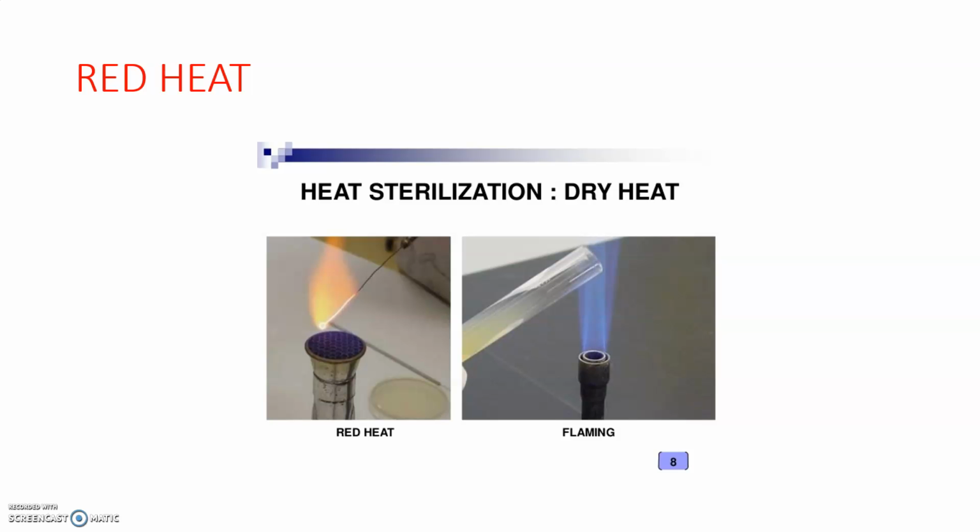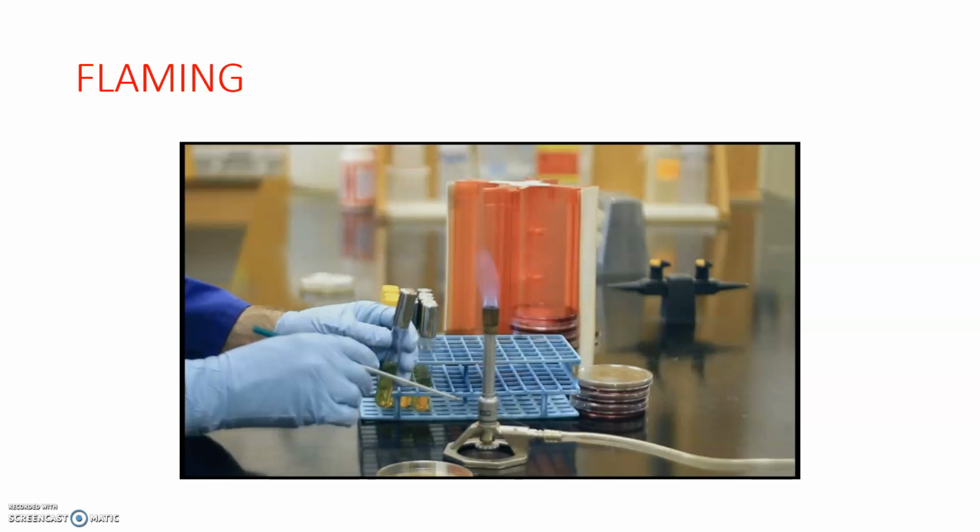So this is the picture of red heat. This is both red heat and flaming. Red heat, that is the loop becomes red hot. In the case of flaming, using the gas or spirit, we can flame the mouth of the test tube, etc. to sterilize. And this is another picture of flaming. We are performing microbiological work in the laboratory, and we are sterilizing the mouth of the test tube using this method.